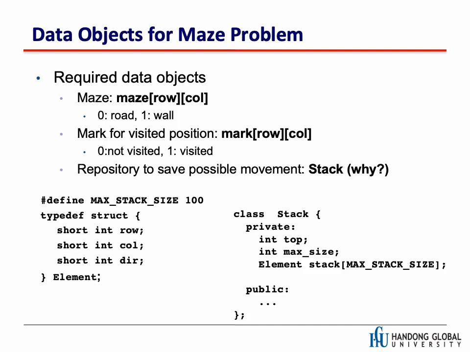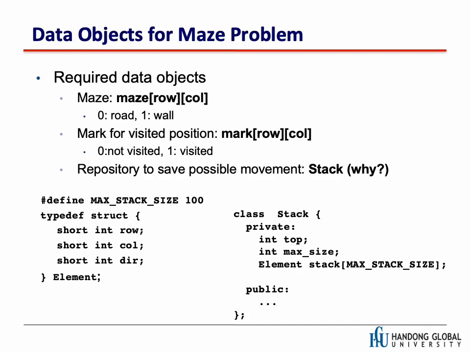And we need a repository to save possible movements. For this repository, we will use the stack. Why? Think about it. We'll talk about it in the following slides, but let's think about it. Why do we need a stack? Why is the stack the best to hold this information? As I said before, when we have alternative options, let's say 3 possible directions, we have to choose one direction, not knowing which direction is better than the others. We have no idea. So we will choose the first one.